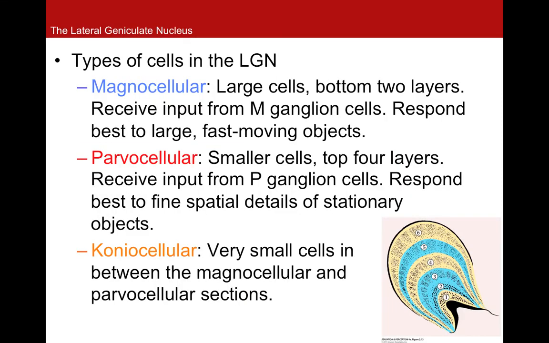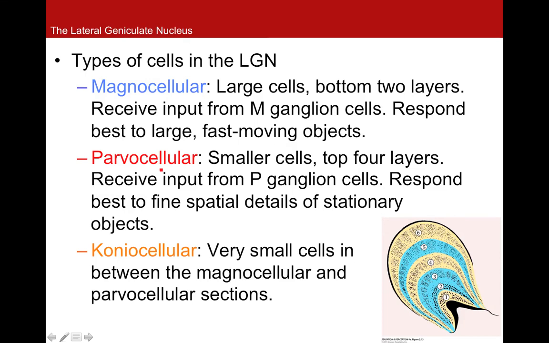So I mentioned this, right? The types of cells in the LGN. We've got the magnocellular ones, which are large. The bottom two layers, or the inner two layers, are them. You can see on the figure that they're bigger. They receive input from the magnocellular retinal ganglion cells and respond to movement and moving objects.